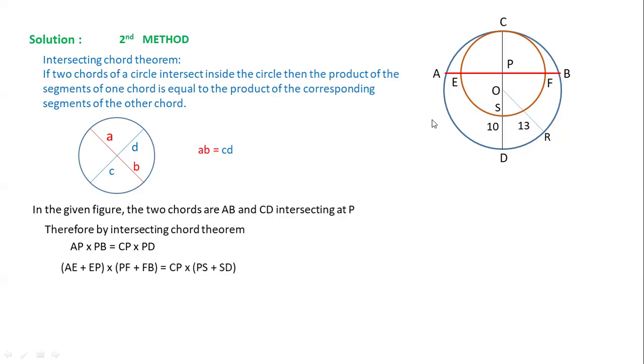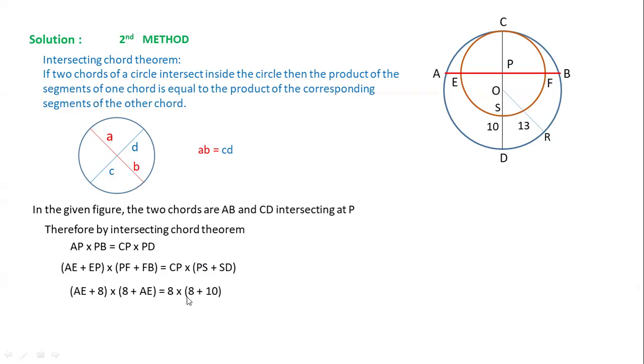Next, AP. What is AP? AP is AE plus EP. And PB is equal to PF plus FB, which is equal to CP and PD. What is PD? PD is PS plus SD. Now let's put the values. Now you know EP. EP is the radius of this, radius 8. PF is also radius 8. And FB is equal to AE, we have just proved previously.